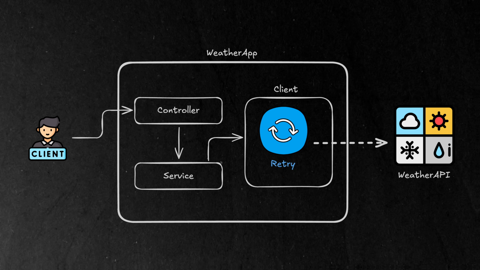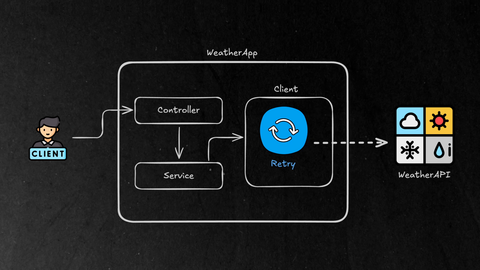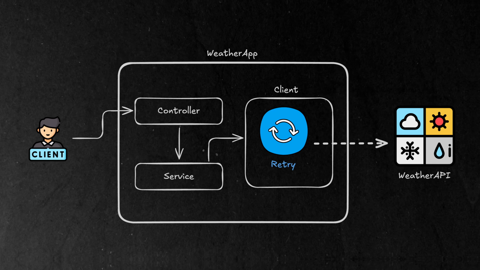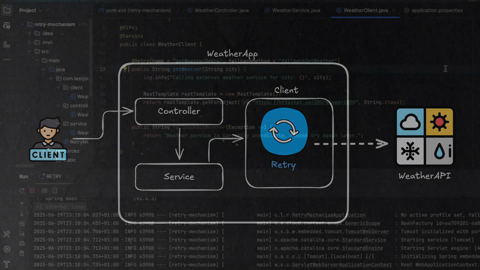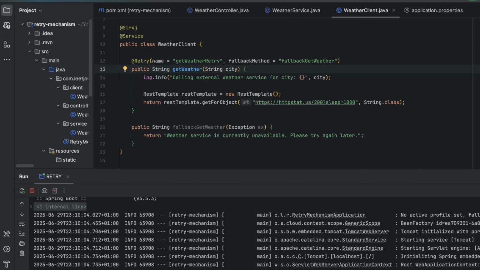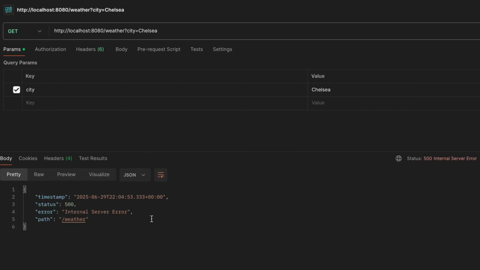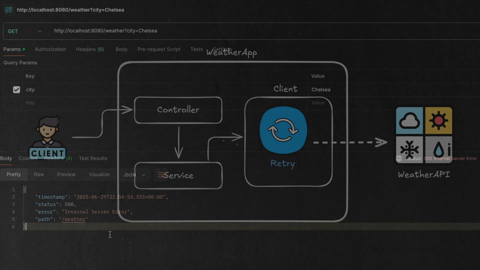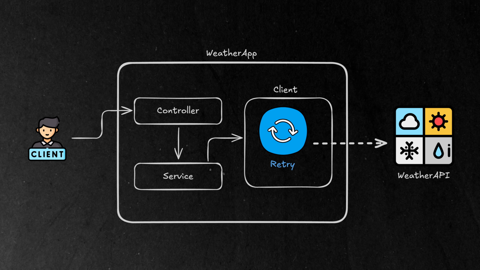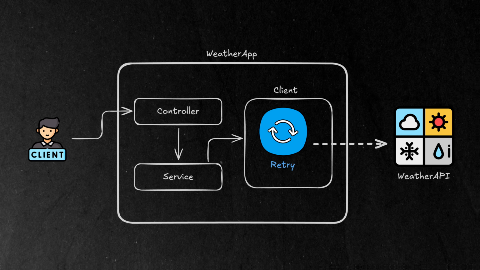Let's dive into another powerful fault tolerance pattern, which is the retry mechanism. We will be using Resilience4j for the implementation mechanism in Spring Boot. If you've ever had your API fail due to a temporary glitch and wish your system could just try again, this one's for you. The retry mechanism is a simple yet super effective resiliency pattern.